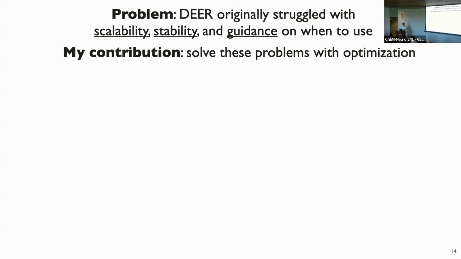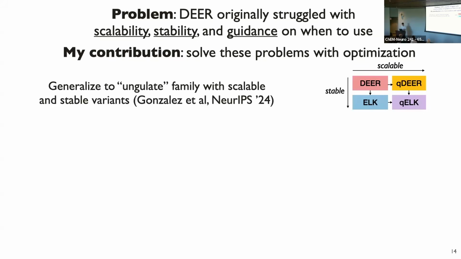I'll talk about 3 papers in particular. One is where I extend the original DEER to a larger family, including scalable variants called quasi-DEER, borrowing from the quasi-Newton notion in optimization, as well as more stable variants, which have this very convenient acronym ELK. As a result, we call this broad family of methods the ungulate family. An ungulate is a large hoofed mammal, like a deer or an elk.